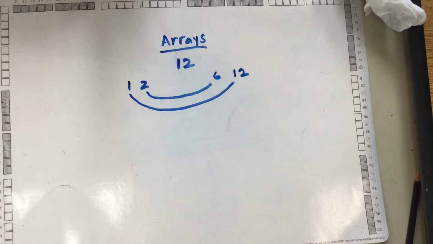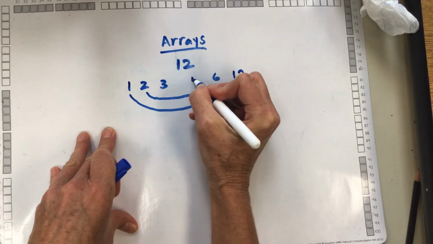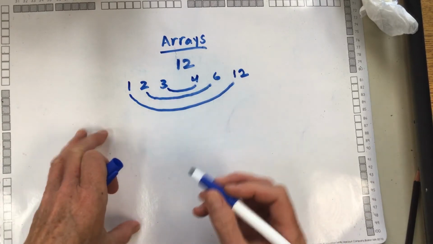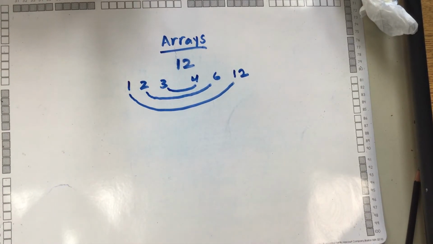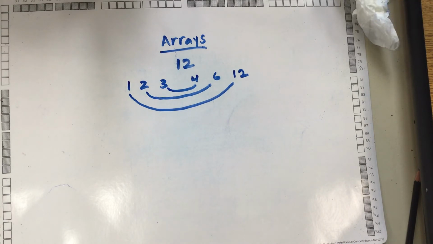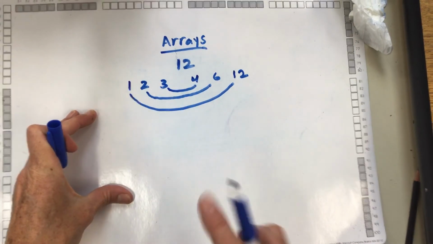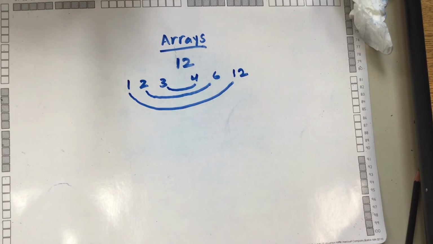Well, let me now try 3. If I count by 3s, will I land on 12? Well, I'm going to have to try it. 3, 6, 9, 12. Oh, I had to do that 4 times. So 3 by 4 equals 12. Okay, well, let me try 5. If I count by 5, will I ever land on 12? 5, 10, 15. No, I didn't land on 12. So here I only have 3 arrays for 12. So 3 sets of factors for the number 12.